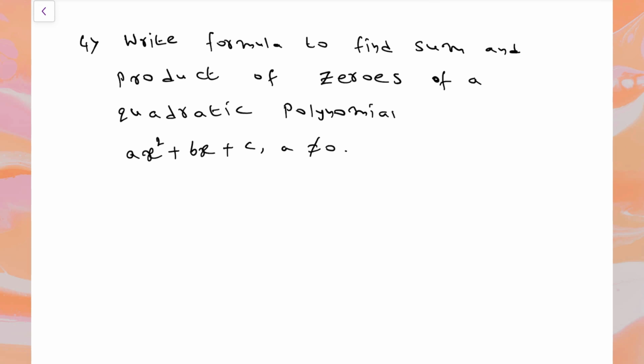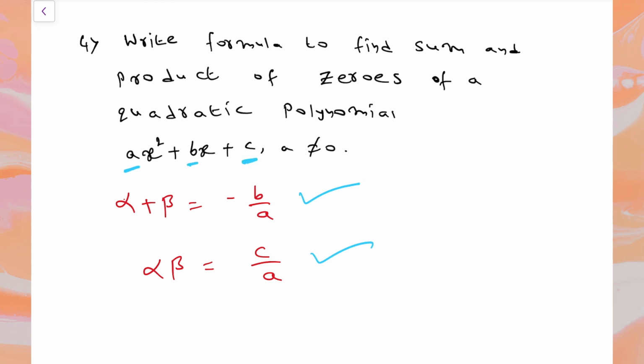Question number 4. Write formula to find sum and product of zeros of a quadratic polynomial ax square plus bx plus c, where a is not equal to 0. So sum and product of the zeros is asked. Alpha plus beta equals minus b by a, and alpha into beta equals c by a. This is the sum of the zeros and this is the product of the zeros. Here a is nothing but the x square coefficient, the x coefficient is b and the constant is c.